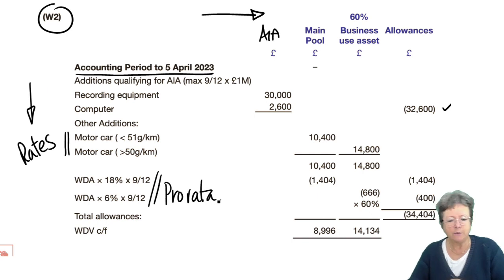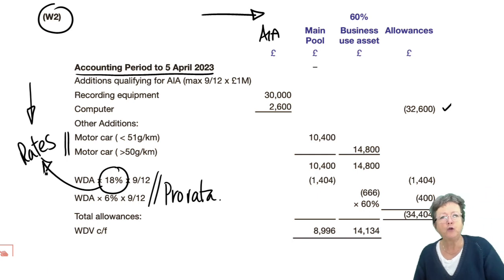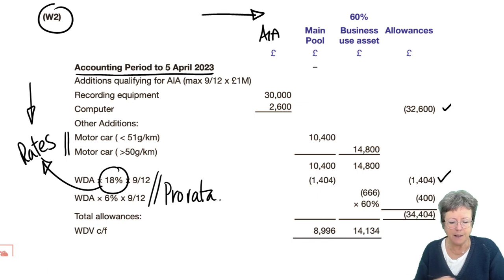We then subtotal and pro rata the written down allowance. Again, that is in the rates. It's dealt with in full detail in the capital allowances chapter. Written down allowance is 18% times 10,400 times 9/12, because that is an accounting period of 9/12. So it's prorated. 1,404. Don't forget the brackets.